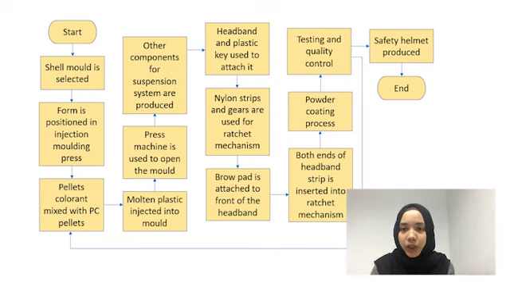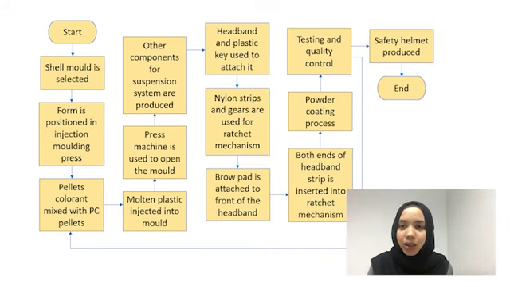Then the pellet colorant will mix with the polycarbonate pellet, which is the material that we use to produce a safety helmet, and then the molten plastic will be injected into the mold. Then the press machine is used to open the mold when it's cooled down.